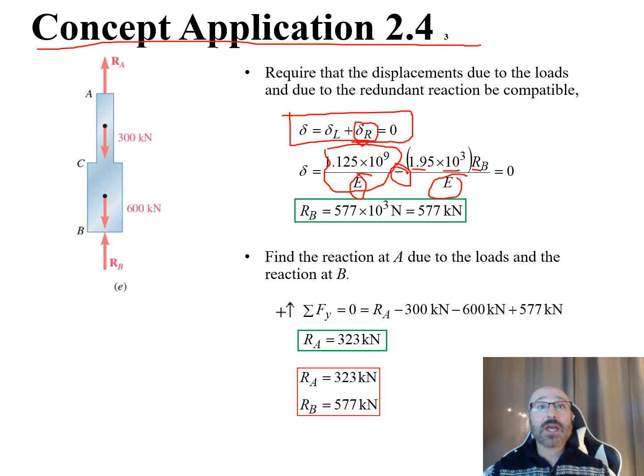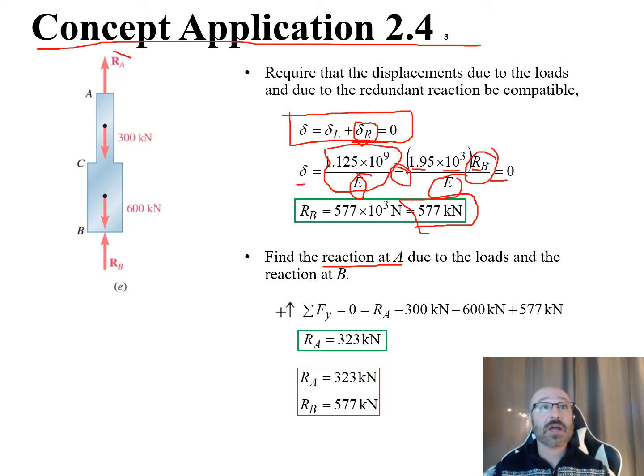We can plug this in and we find that our delta is equal to 0. So for our delta to equal 0, our only unknown right here is our r sub b within this relationship. We can solve for our r sub b, and we can see that r sub b is then equal to 577 kilonewtons once we back that out of that relationship. Then we can do the last step, which is to find the reaction at A.